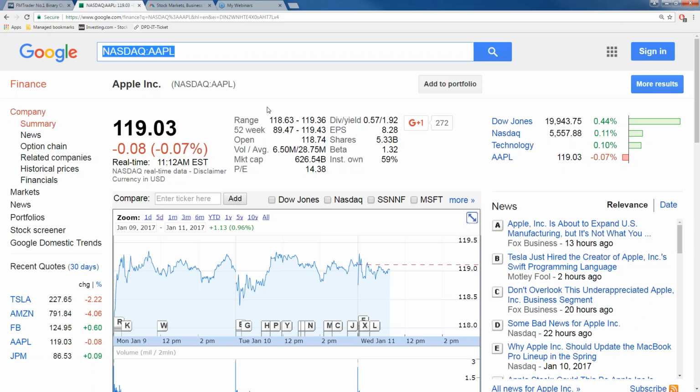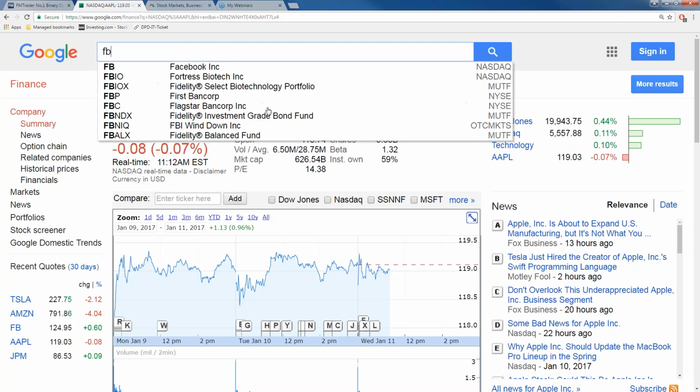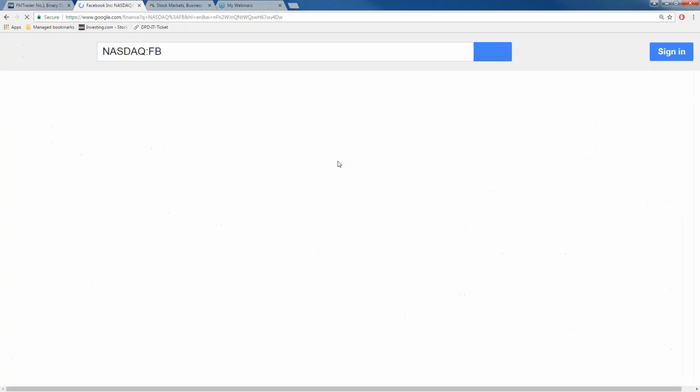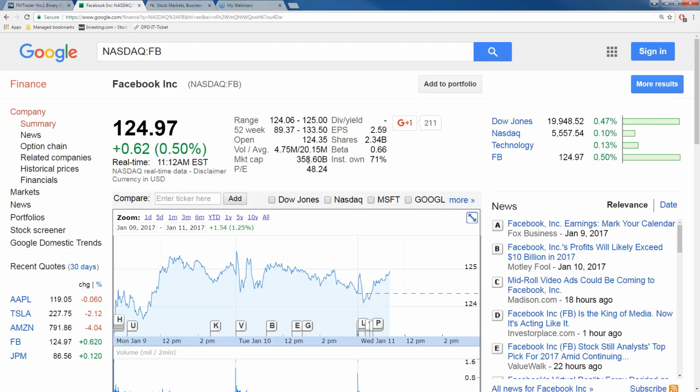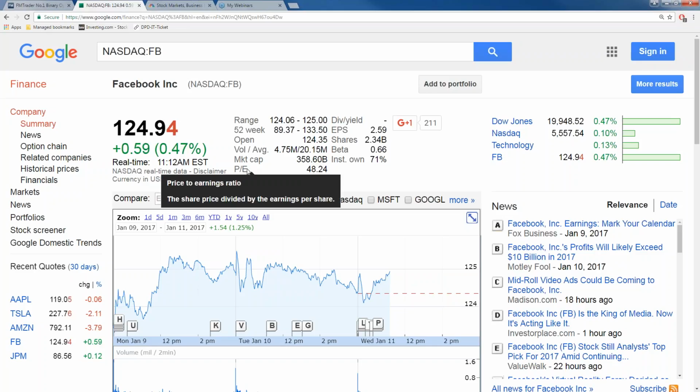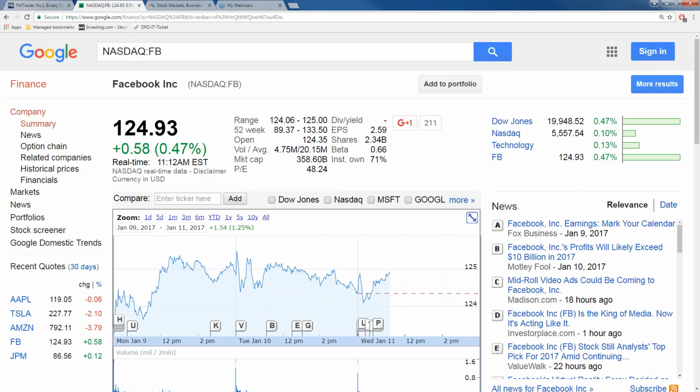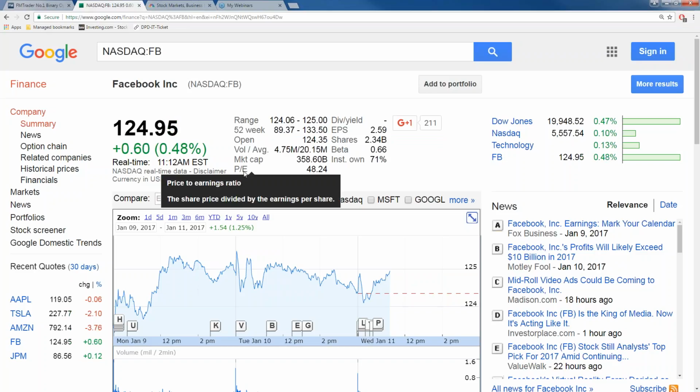Let me give you another example. Let me try to clarify it. Facebook, same thing. Let's take a look. Facebook is worth, you see, around $360 billion. Now the PE ratio is 48 years, all right? If you take the $124 per share, 125, and divide it by the EPS, you're going to get the fact that it's going to take them more than 48 years to earn what they're worth back.